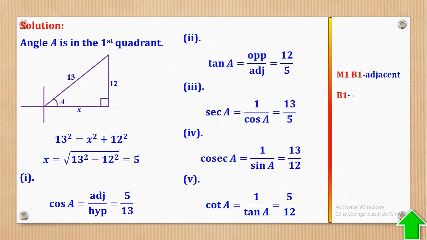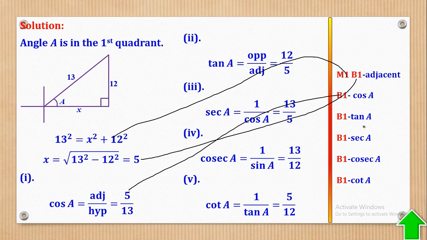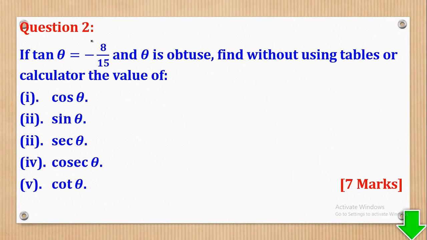So basically that's what they wanted. Now let's see how marks can be awarded. M1 for that substitution, and B1 for getting the adjacent. Then B1 for this, B1 for that, B1 for this, B1 for this, and B1 for that. So that was question 1. Now we shall go to question 2.